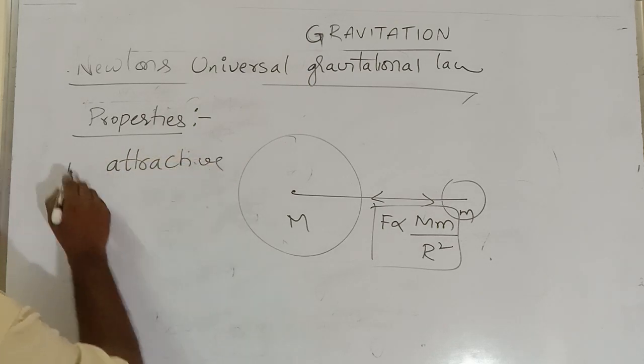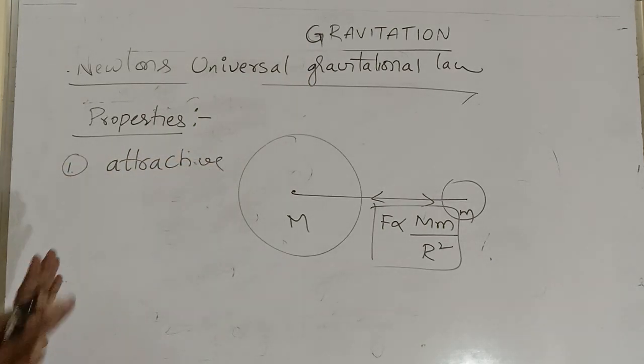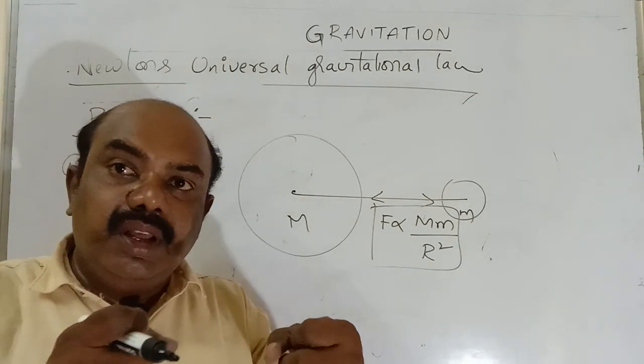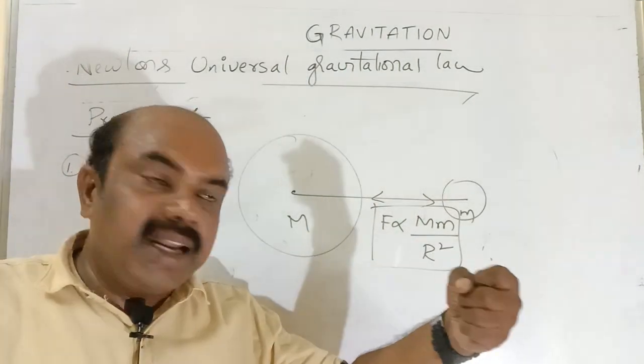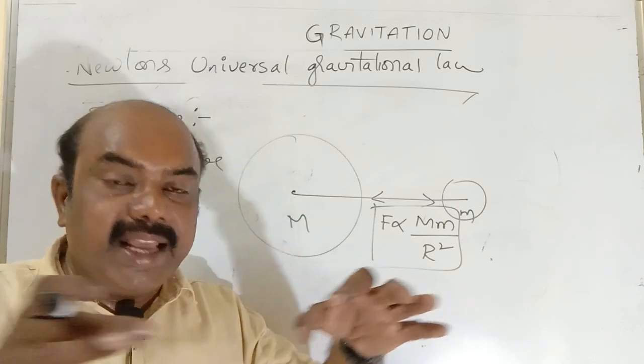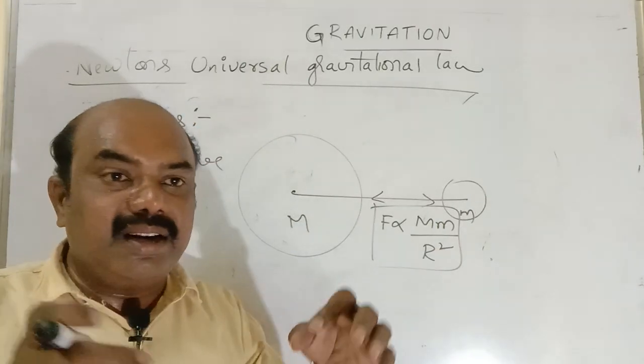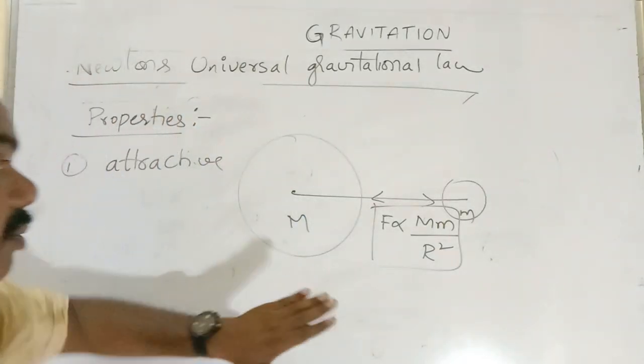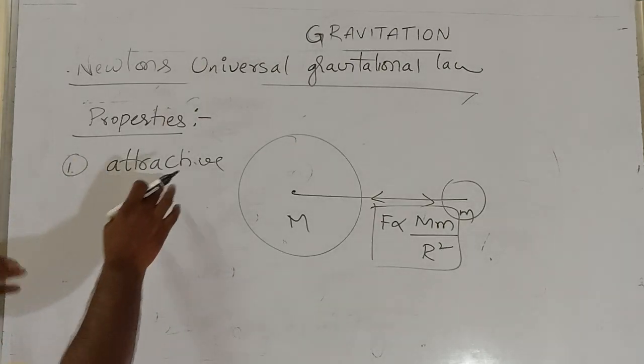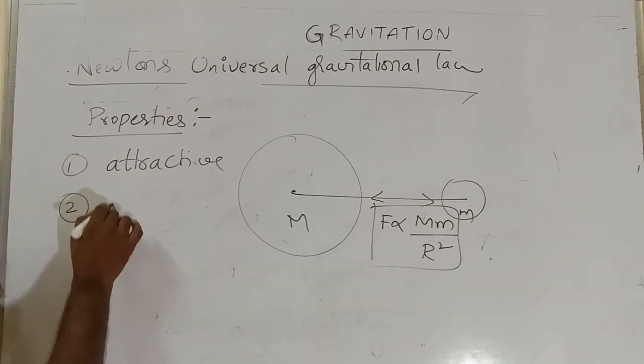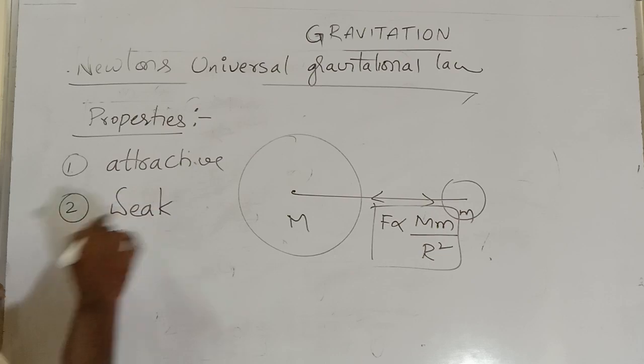Attractive force. Gravitational force is the attractive force, never repels. Electrostatic force: like charges repel, unlike charges attract. Magnets: like poles repel, unlike poles attract. North-north repels, north-south attracts. But gravitational force is not like that. It is always attractive. Number 2, gravitational force is a very weak force.